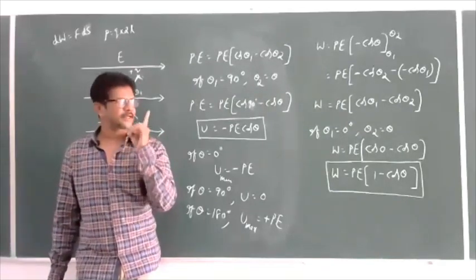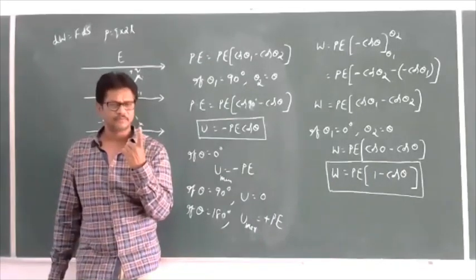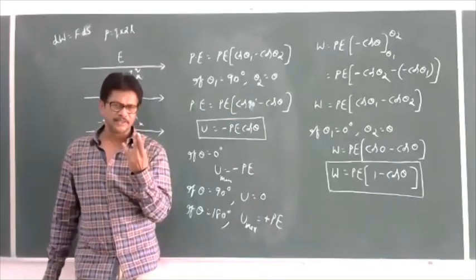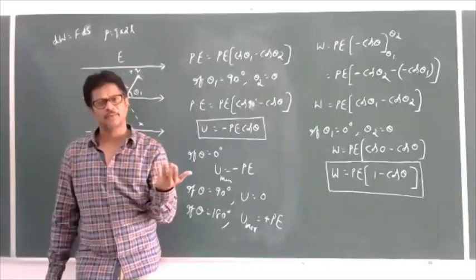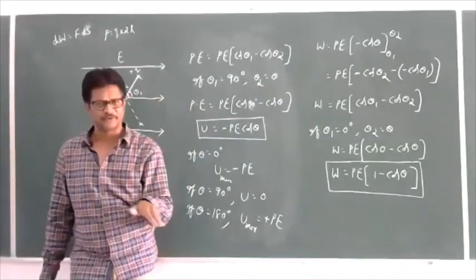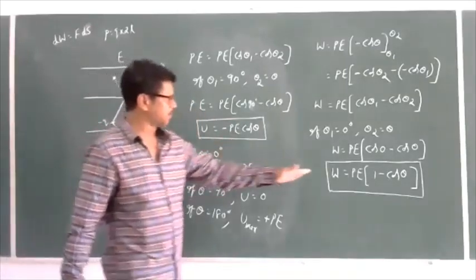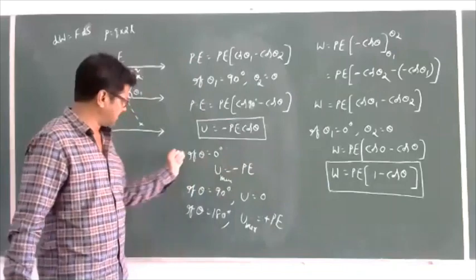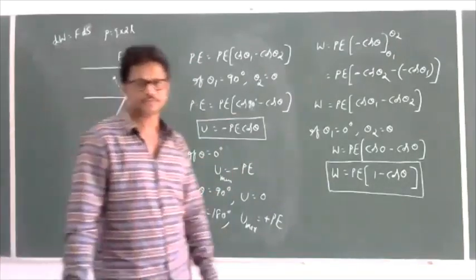One is the electric intensity at any point on the axial line and equatorial line of an electric dipole. Next is the torque experienced when an electric dipole is placed in a uniform electric field. So these are the important questions. As far as work and potential energy are concerned, the formulas and the conditions are important for 1 mark and 2 marks.